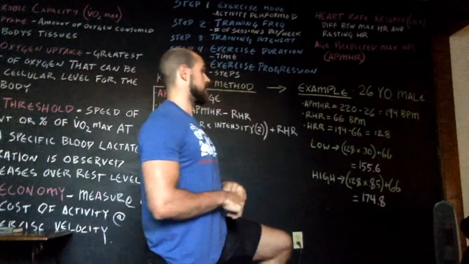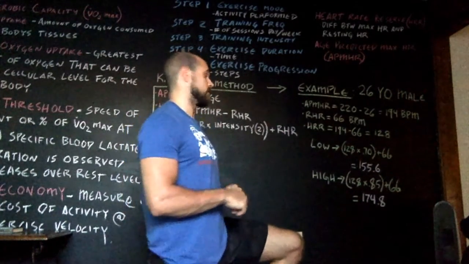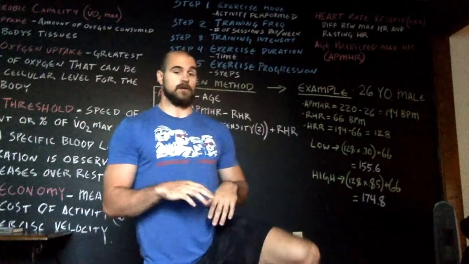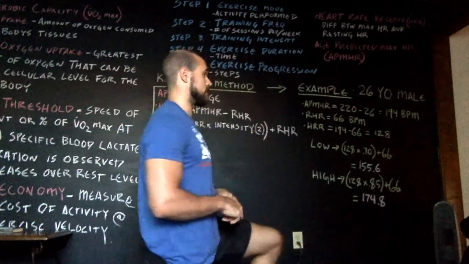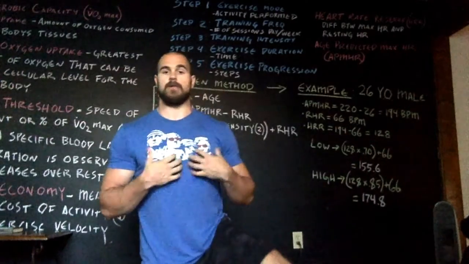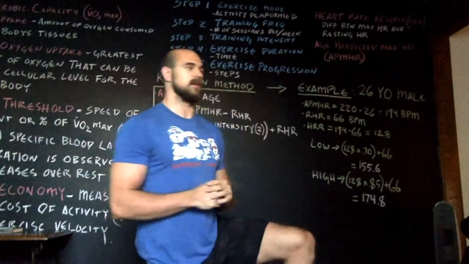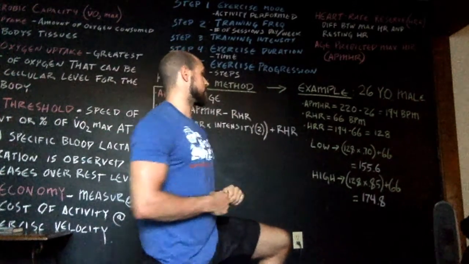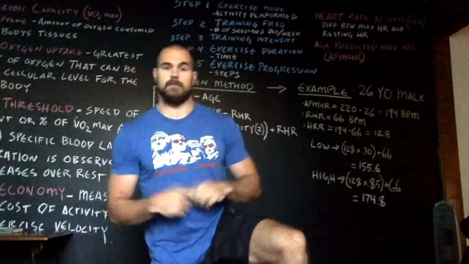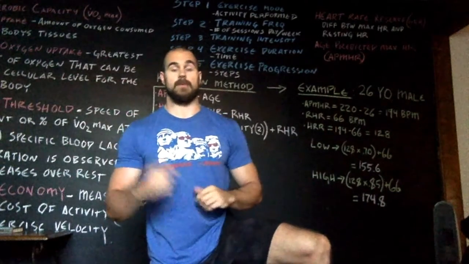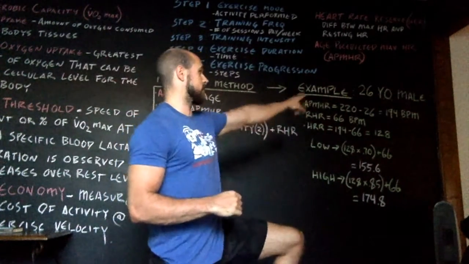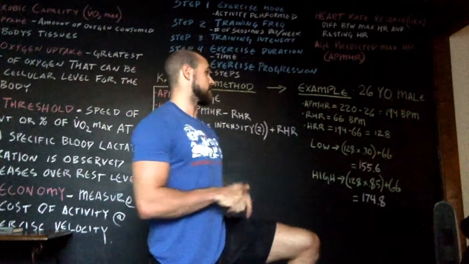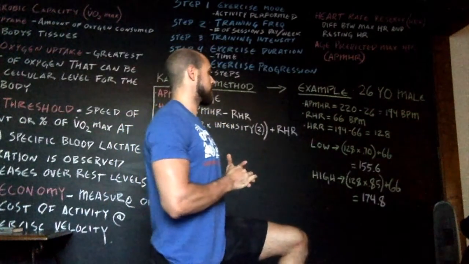You just need your age, and then you need to check your resting heart rate. Rest for a minute, check it, and then you can use that. If you have a heart rate monitor, that's probably a little bit easier. Then you can plug in these formulas. APMHR is your age predicted max heart rate. You take 220 beats per minute minus your age. I took 220 minus 26. I'm 26 years old, and that gives me 194 beats per minute.